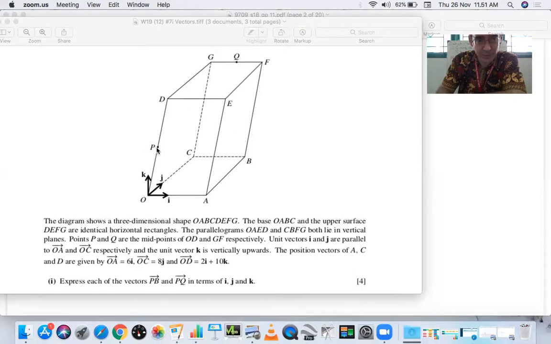So remember, P is over 1, but D is at 2. So from 1 to 2 is 1, and then plus the 3 would make 4. So we have a positive 4I from P to the Q is 4I. P is at the front, Q is at the back, so again, plus 8J. And now we're going up from P to Q. P is halfway of the 10, so it's 5. Going all the way up to 10 means a plus 5 on the K. So 4I plus 8J plus 5K.